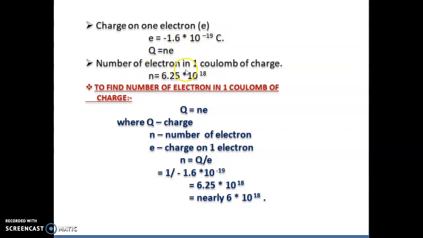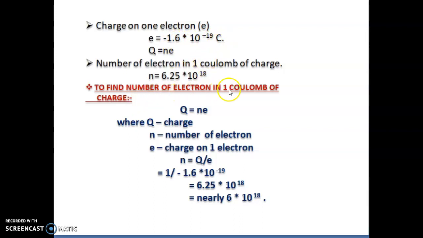The number of electrons in 1 coulomb of charge, n, is equal to 6.25 into 10 to the power 18. The charge on 1 electron is e equal to minus 1.6 into 10 to the power minus 19 coulomb. The charge on a proton is the same, but it does not have a negative sign. So the charge on a proton is 1.6 into 10 to the power minus 19 coulomb.